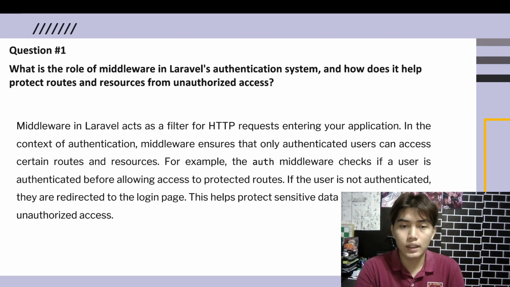Middleware in Laravel acts as a filter for HTTP requests entering your application. In the context of authentication, middleware ensures that only authenticated users can access certain routes and resources. For example, the auth middleware checks if a user is authenticated before allowing access to protected routes. If the user is not authenticated, they are redirected to the login page. This helps protect sensitive data and resources from unauthorized access.